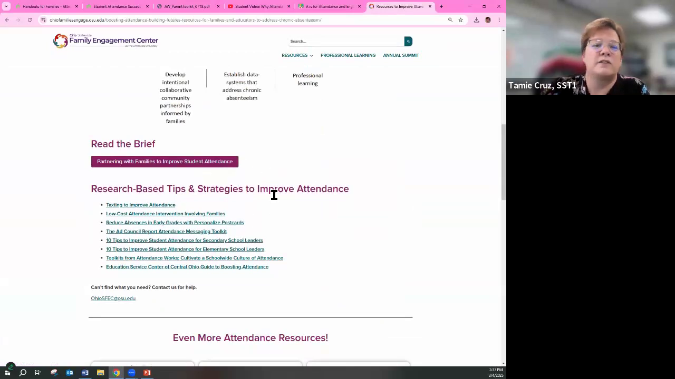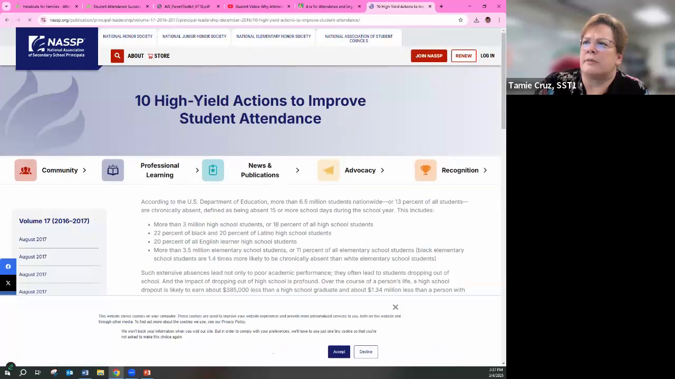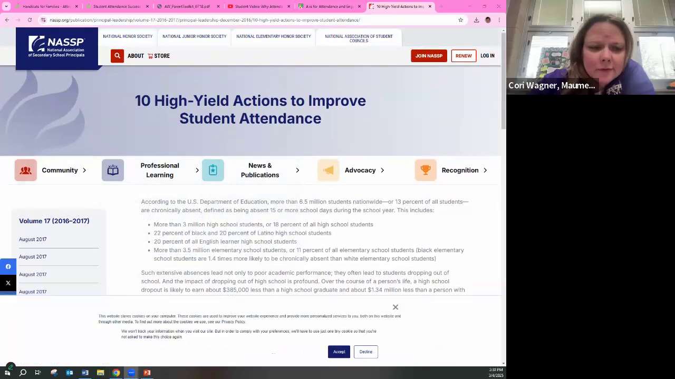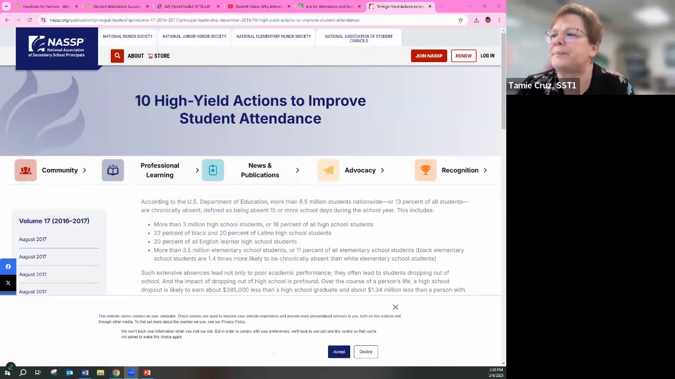Again, this is why I was getting a little overwhelmed trying to put this together to make it 2 hours or less, because there's lots of good stuff. Ooh, this one looks like a good one, Corey. Maureen. 10 high yield actions to improve student attendance for high schools. I'll put it in the chat. Thank you. There you go.